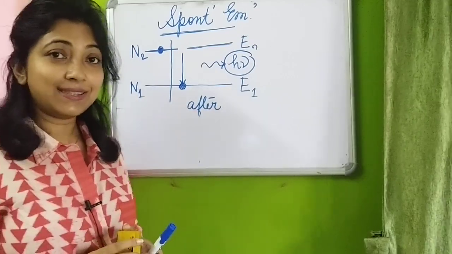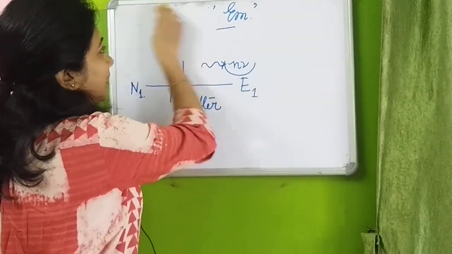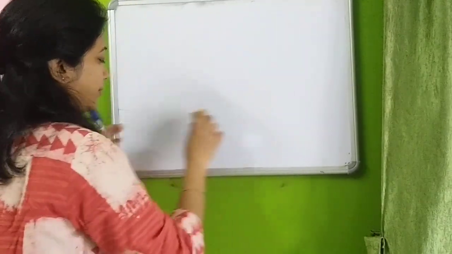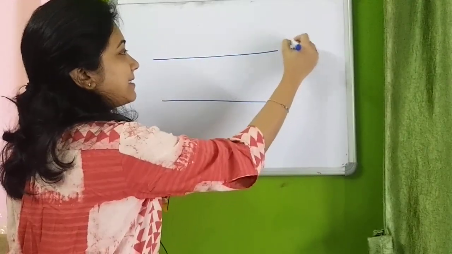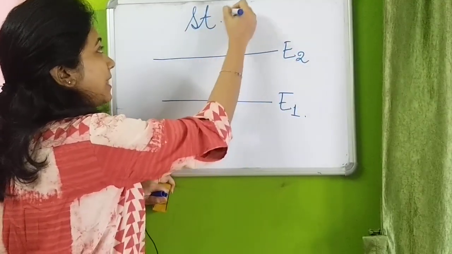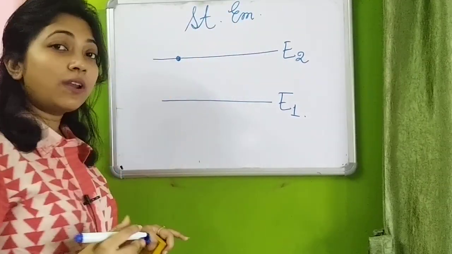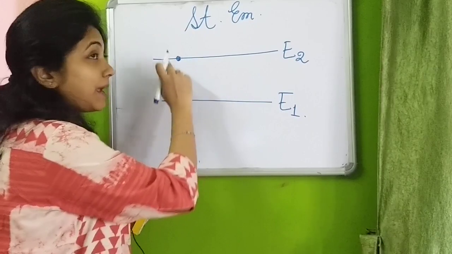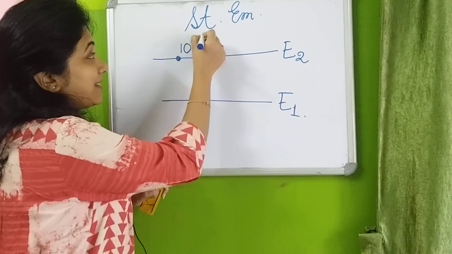So now, dear students, let us try to understand what this so-called stimulated emission is. Once again, we will begin with the scenario of two energy levels: excited energy level E2, ground energy level E1. We are talking about stimulated emission. In this scenario, once again, the electron is at the excited level, and the entire lifetime for which this electron can stay there is only 10 to the power minus 8 seconds.